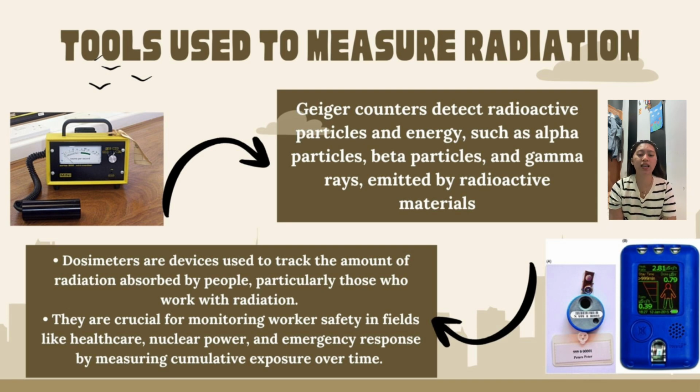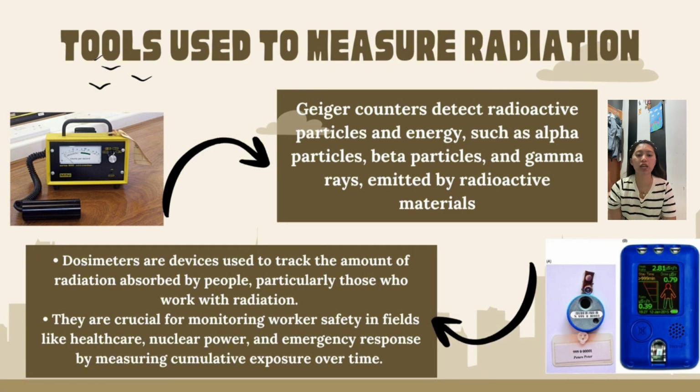The next is dosimeters. A device used to track the amount of radiation absorbed by people, particularly those who work with radiation. They are crucial for monitoring worker safety in fields like healthcare, nuclear power, and emergency response by measuring cumulative exposure over time. Kana nakita ninyo dira as the pictures, mao na siya ang example sa dosimeter.